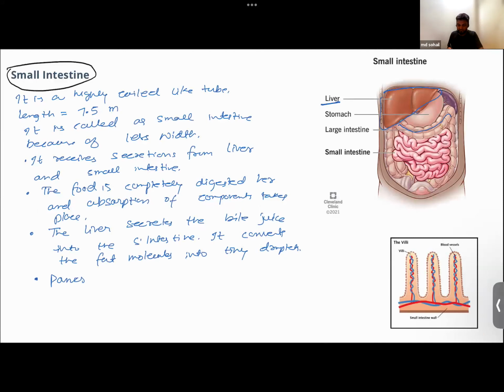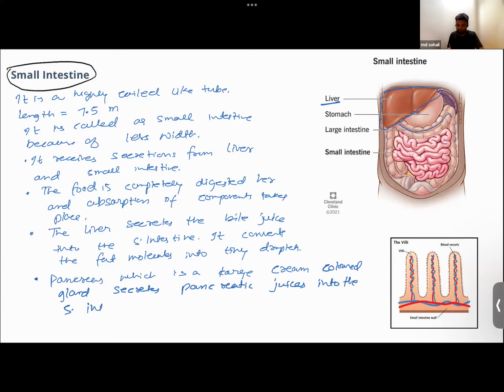So the pancreas, which is a large cream colored gland, secretes pancreatic juice into the small intestine. Okay, guys. Now let's talk about the function of this pancreatic juice. The reason why we are discussing the pancreas and liver here is that these two glands secrete juices into the small intestine. That's why we are discussing it.